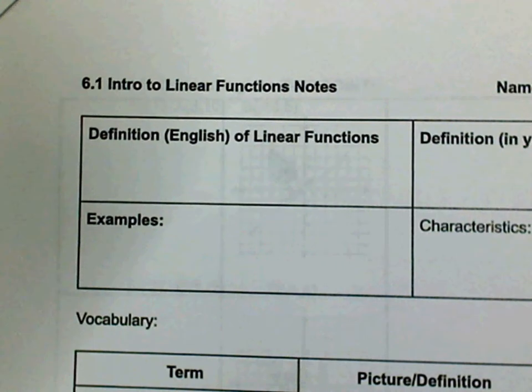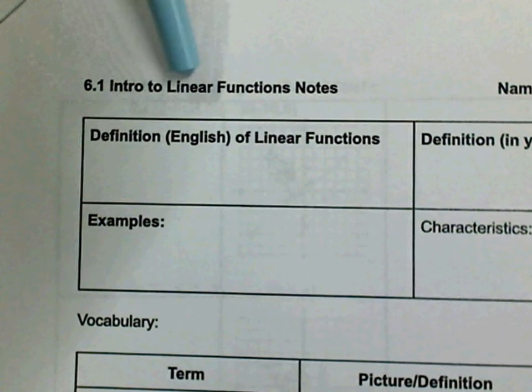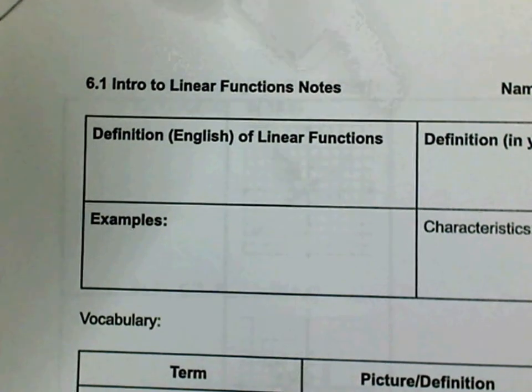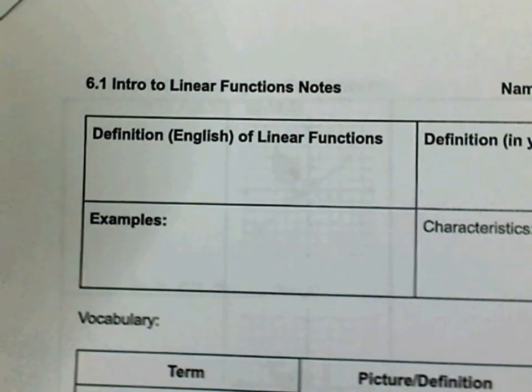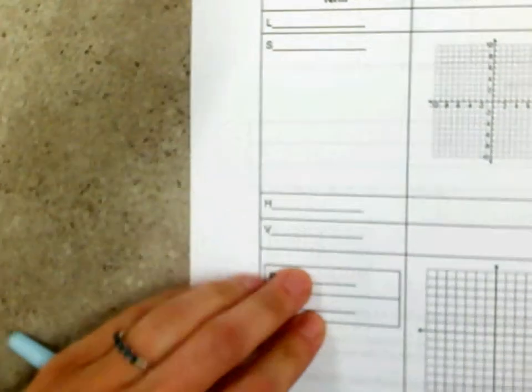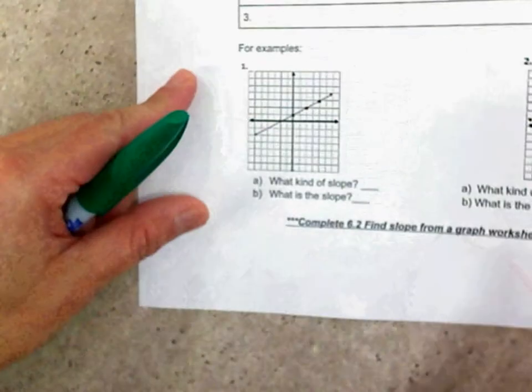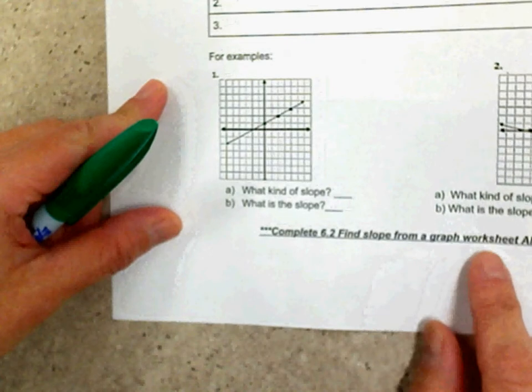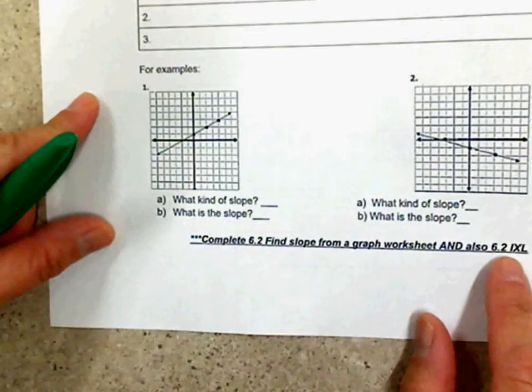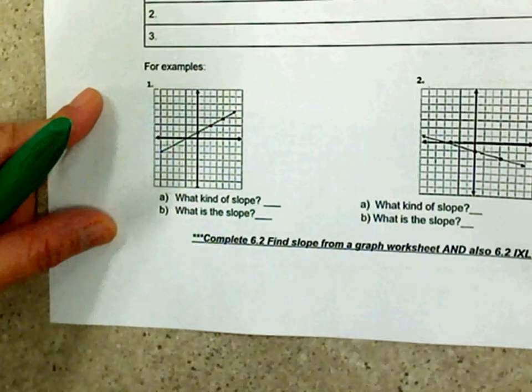All right. Okay, guys, Unit 6, we are doing Introduction to Linear Functions. Here are the notes. And the way this is set up is, I'm going to pull this back real quick. You guys will do this page and the next page for your notes. And then if you'll look down, right here, I have a worksheet for you, and then you can do 6.2 IXL, okay? So that assignment I'm going to send to you in a little bit.